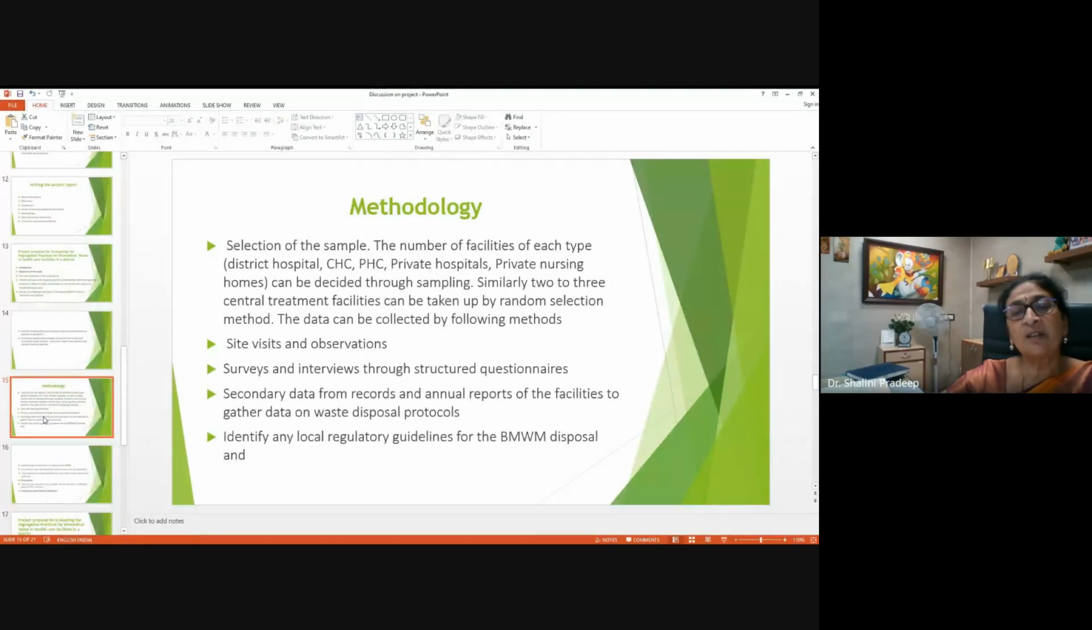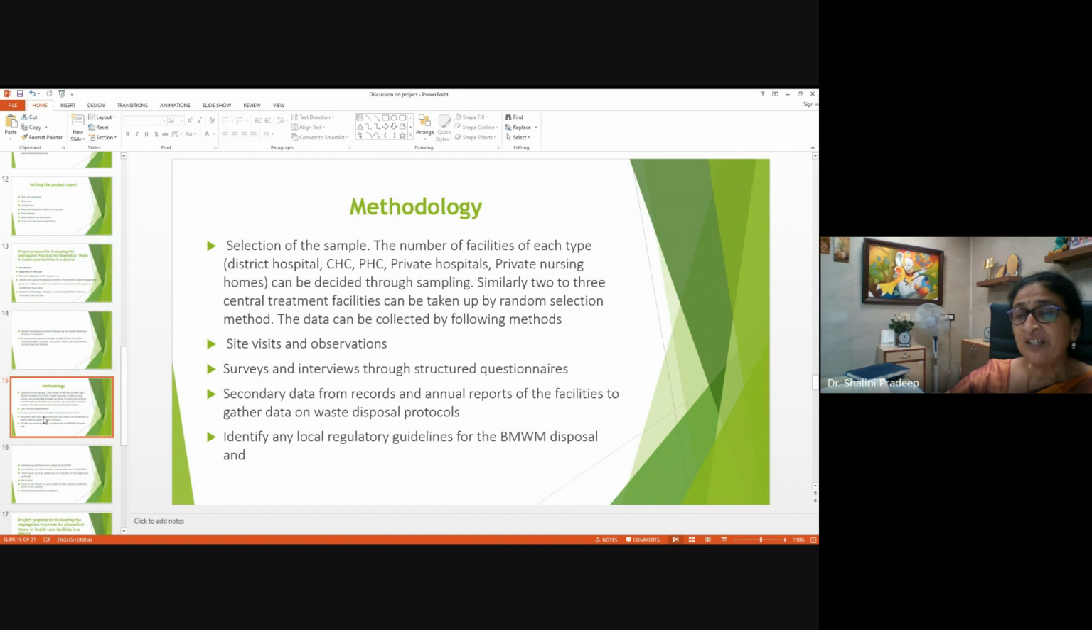This is how you select your sample, that is, which area you want to do it in. Then data you can collect by your site visit and by observing. You have a checklist with you. You observe and put down what is actually there in that checklist. Surveys and interviews can also be done. So you have to prepare a questionnaire if you want to do the survey and interview people. These are the methodologies that you have to use.